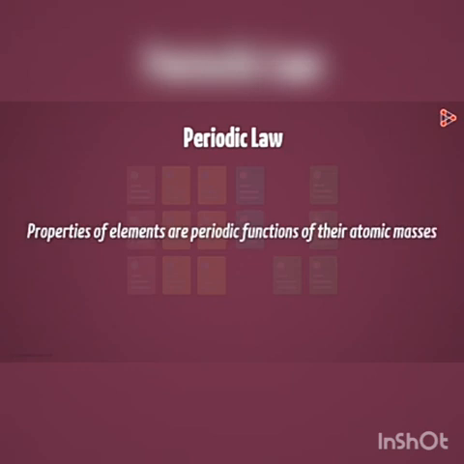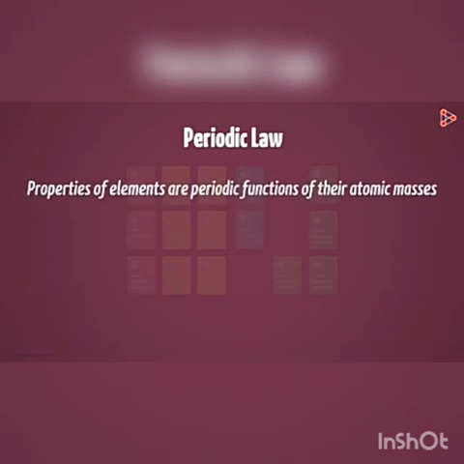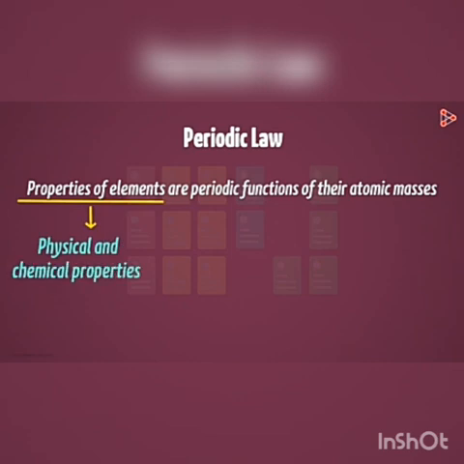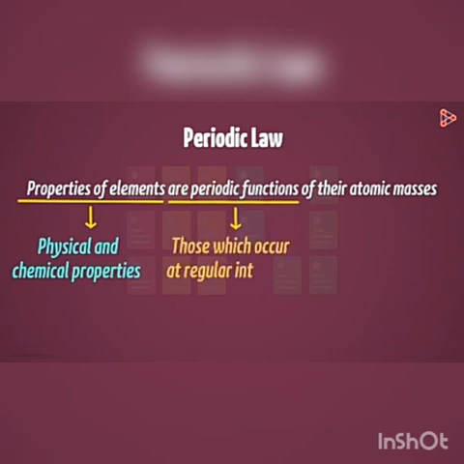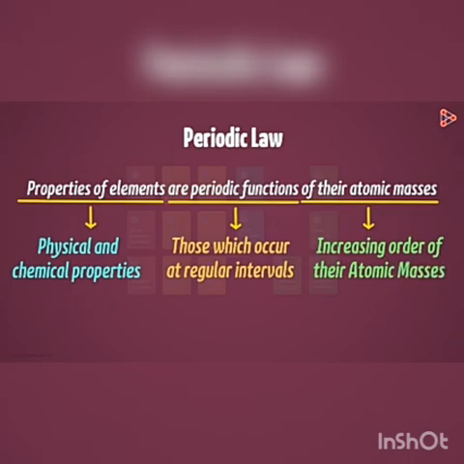Now, what do we exactly mean by this? Let's simplify this by breaking the statement into parts. Properties of elements means the physical and the chemical properties of all the elements in the table. Periodic functions means those which occur at regular intervals. And lastly, of their atomic masses means when arranged in the increasing order of their atomic masses.